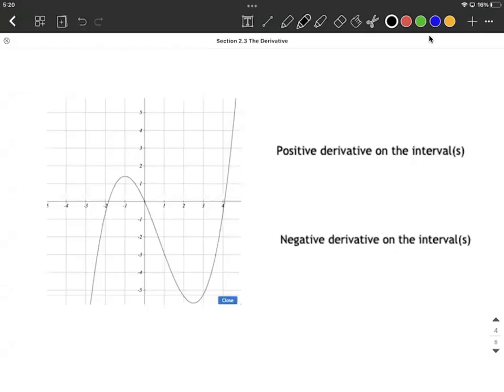Okay, we're given the graph of an original function and want to know when we're going to have positive derivatives on which intervals and negative derivatives on which intervals. So this basically goes down to when is the function increasing and when is it decreasing. We may have heard this same question asked in that other way in the past.